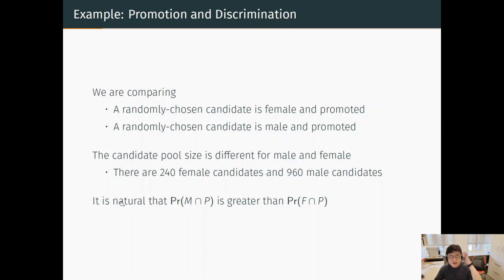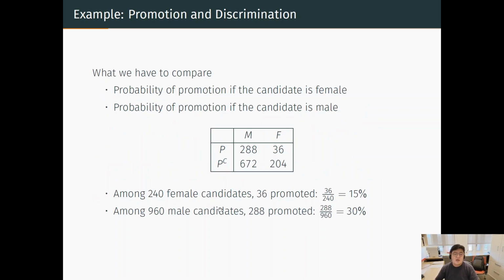I'm not saying it's fair or not, but the comparison is not statistically correct. That's what I'm saying, right? Just because there are more male officers, as a result there will be more male promoted officers than female. Okay? Then what can we do here?